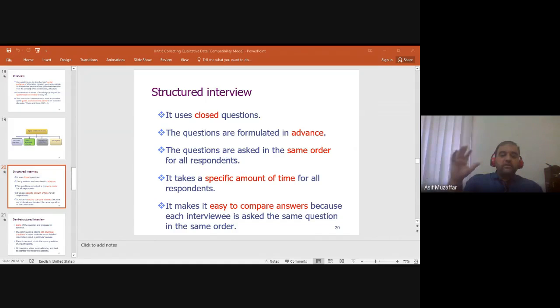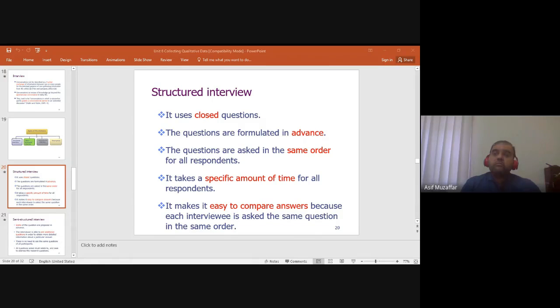That means if for interviewee one I am asking questions number 1, 2, 3, 4, 5, 6, 7, 8, 9, 10, then for interviewee two the same questions will be asked in the same order. You will not change the order. Same questions, same order for every interview. So the good thing about a structured interview is that you can compare the responses of one interview and the other because they have answered the same questions in the same sequence. So you can compare them and validate them.